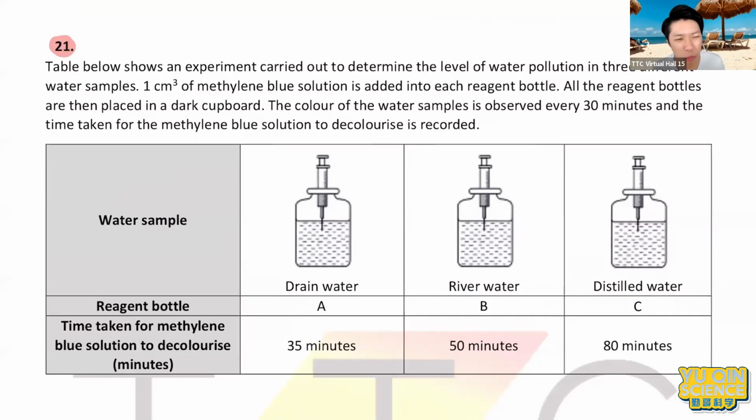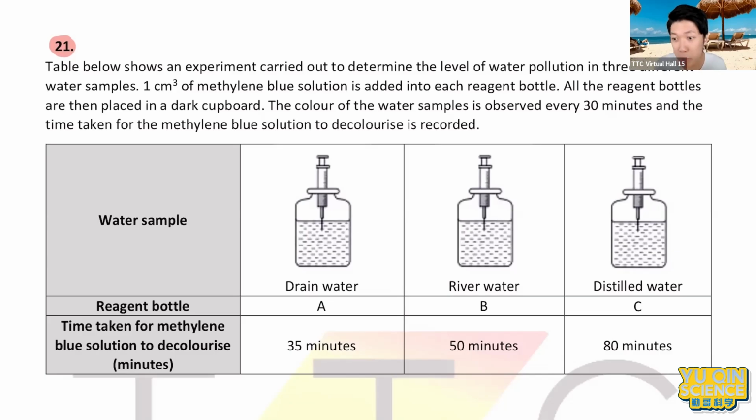Okay, do you know what this topic is about? This is called the BOD. BOD stands for biochemical oxygen demand. That's basically to measure how polluted the river water or whatever water is.